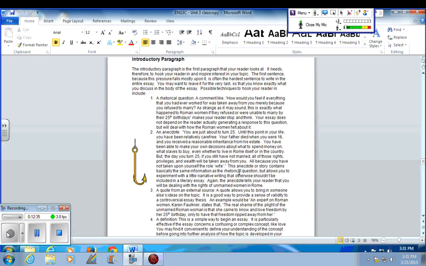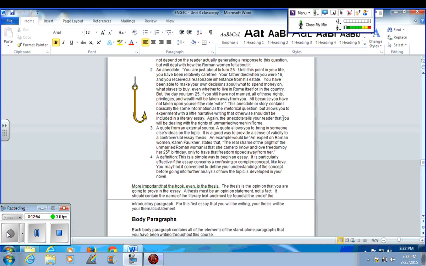And the last is the definition. This is a simple way to begin an essay. It's probably the easiest way to do it, but not always the most effective. It can only be effective if the essay concerns a confusing or complex topic like love. You may find it convenient to define your understanding of the concept before going further into analysis of how the topic is developed in your novel or in your essay.